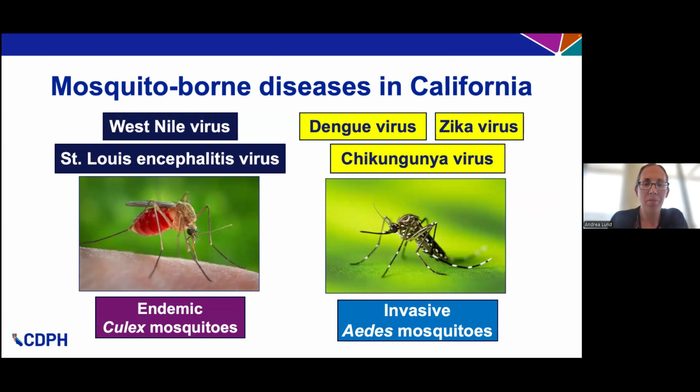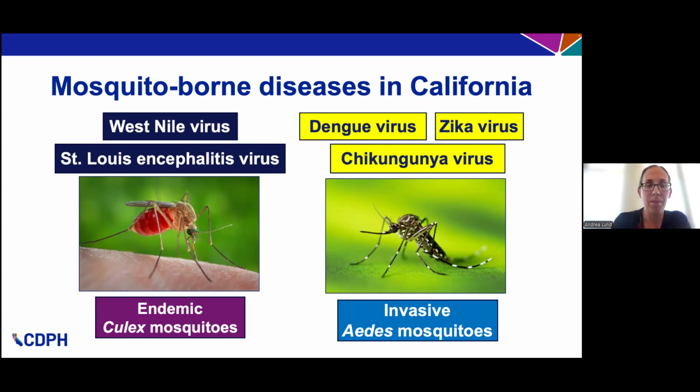Here we have a number of mosquito-borne diseases in California, and they fall into two main groups. The first is West Nile virus and St. Louis encephalitis virus. These viruses are endemic in California and transmitted by these brown Culex mosquitoes, which are also endemic in California. That means they've been here and they continue to be here. The other group of mosquito-borne diseases includes dengue, Zika, and chikungunya viruses.